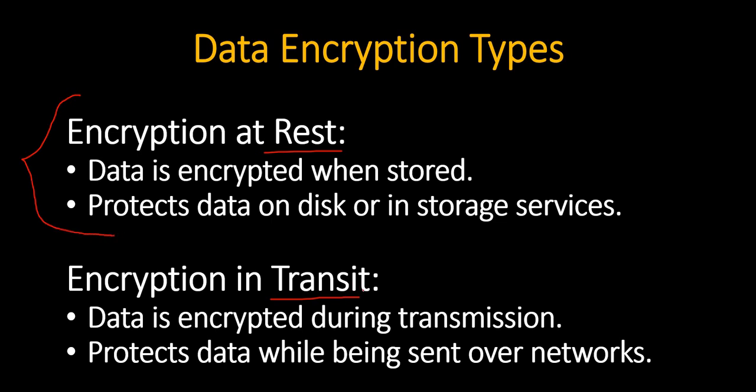Encryption in transit means when the data is flowing, transmitting over the network. Data is encrypted during transmission, which protects data while being sent over the internet. For example, I am accessing S3 objects, that file which we have seen earlier, over the HTTP protocol. How can we secure that data? That type of encryption means data in transit.